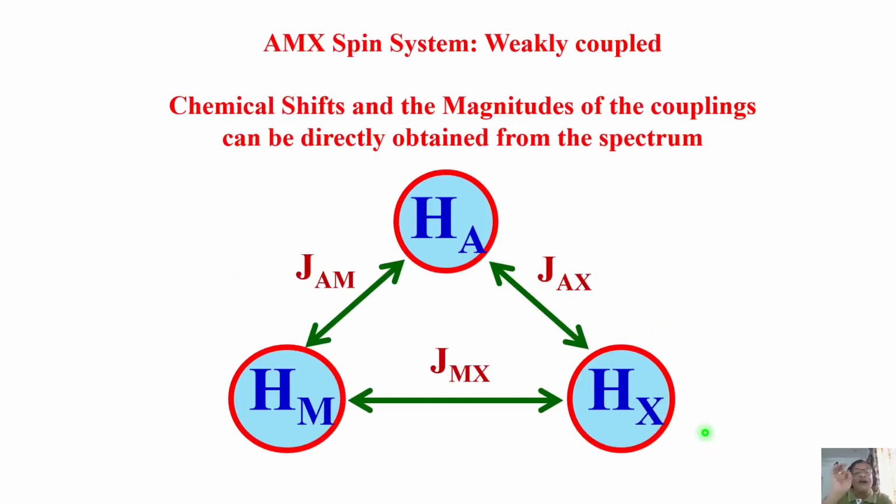Why did I take AMX? It is a very simple example, because these are weakly coupled spin systems. Look at the letters I have written: A to M, far away letters; M to X, far away letters. The letters AMX clearly tell me this is a weakly coupled spin system. So the coupling between A and M is JAM, this is JAX, this is JMX. So three couplings and three chemical shifts are there.